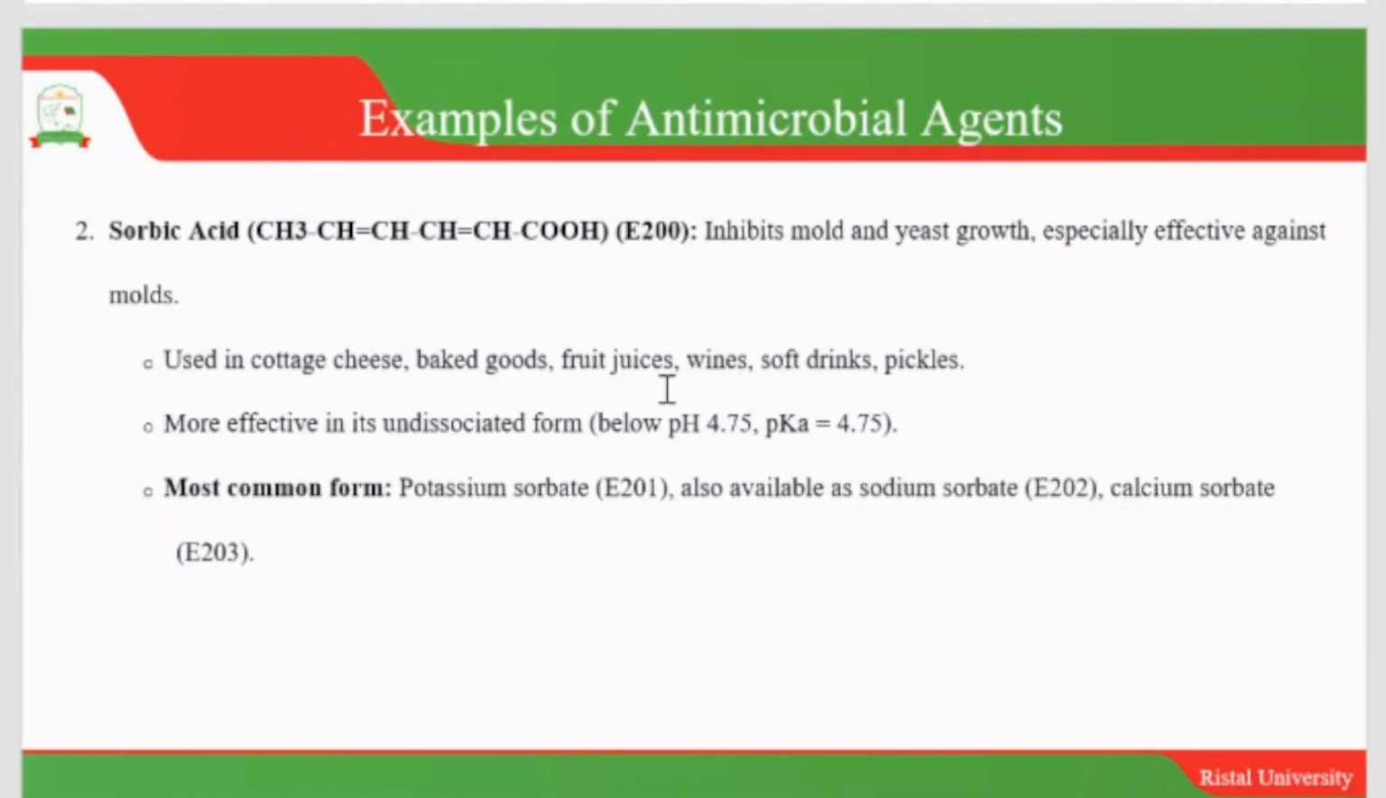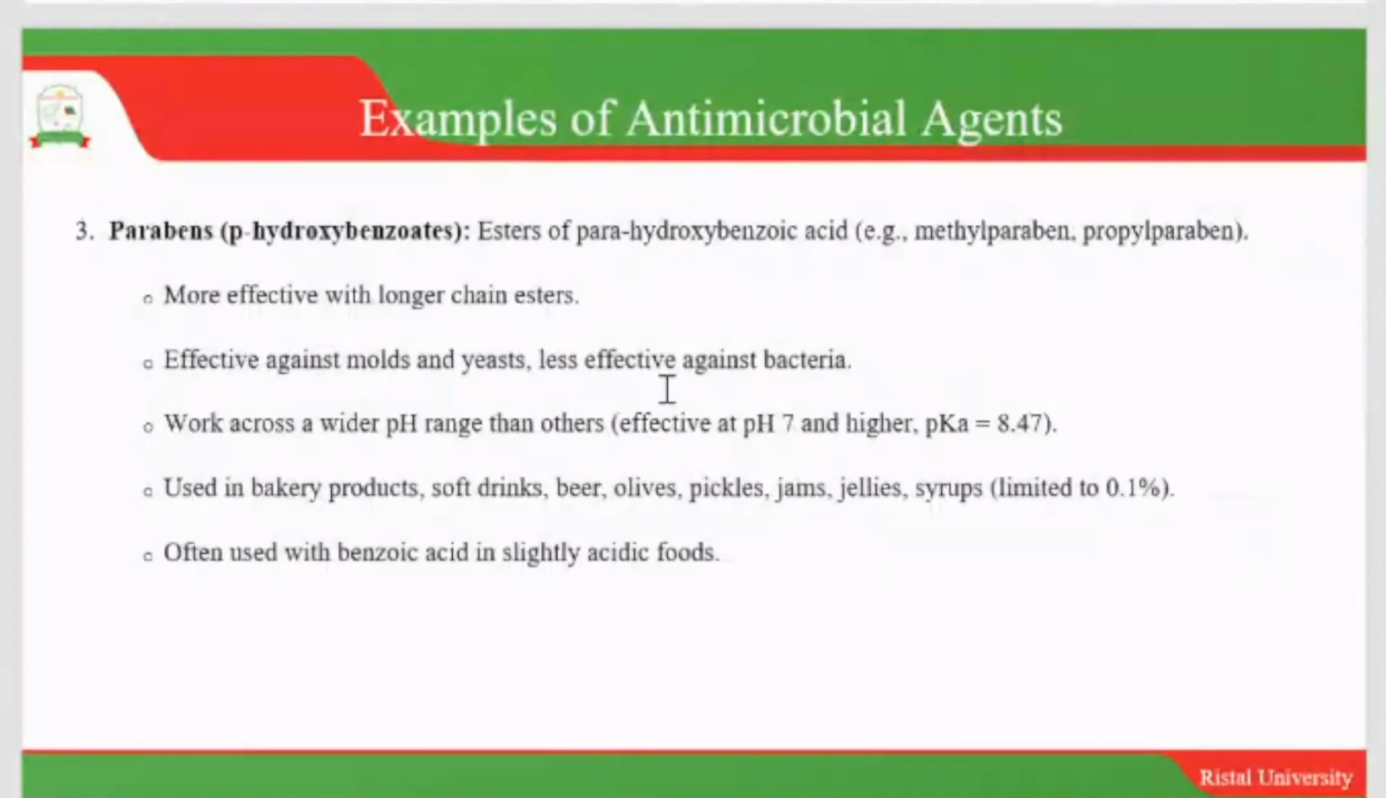So, furthermore, looking still at other examples of these antimicrobial agents, we are looking at these parabens or the p-hydroxybenzoates, and these are all esters of the parahydroxybenzoic acid. Okay, that is where we have the methyl paraben, and also we have the propyl paraben. And we are saying these are most effective with the longer chain esters, and they are effective against molds, yeasts, and also less effective against bacteria.